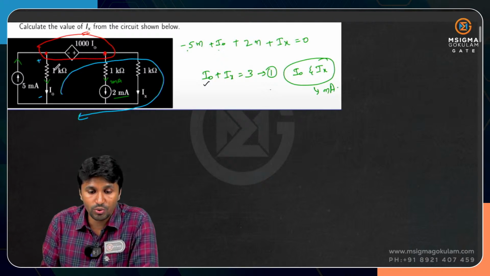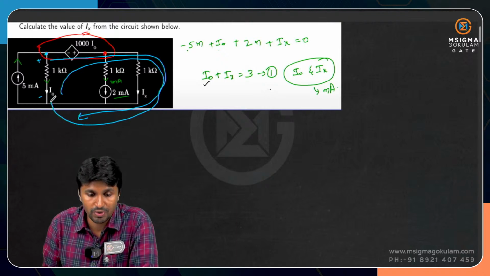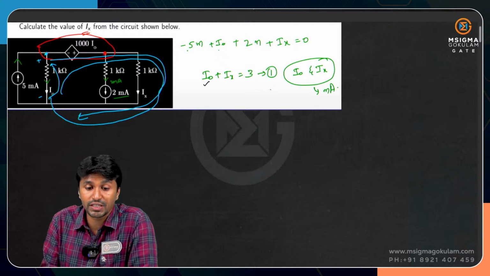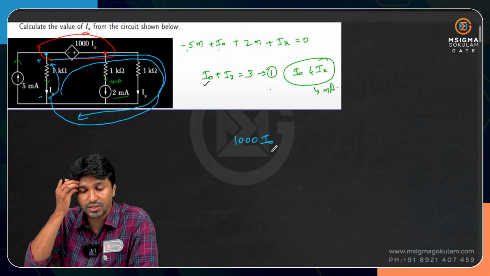So I'll write KVL. I'll start from this node and write the KVL around this loop, so I'll come back to this node itself. So look at this one. We are moving from lower potential to higher potential, so there is a voltage rise, so therefore 1000 into I naught.